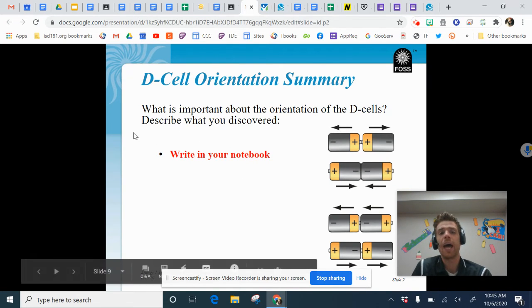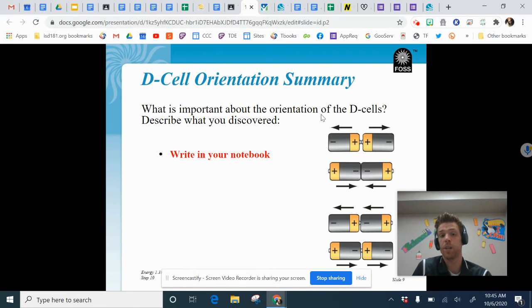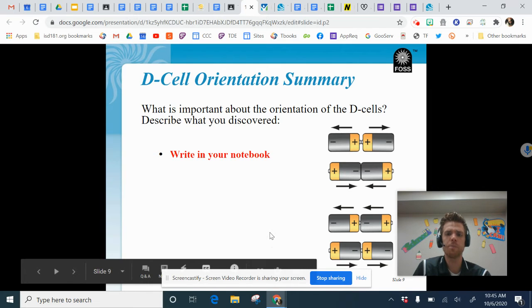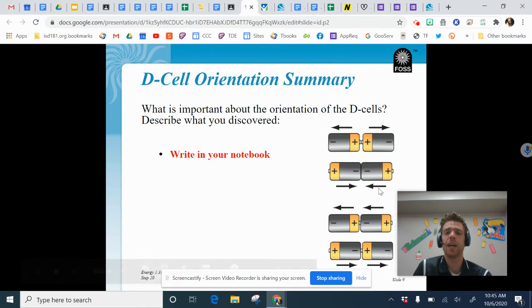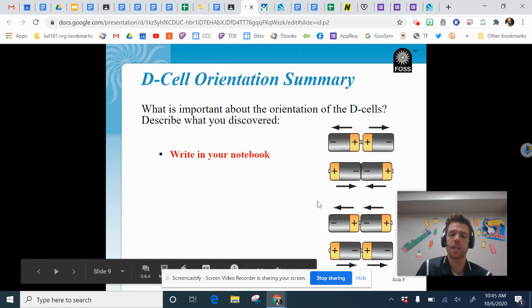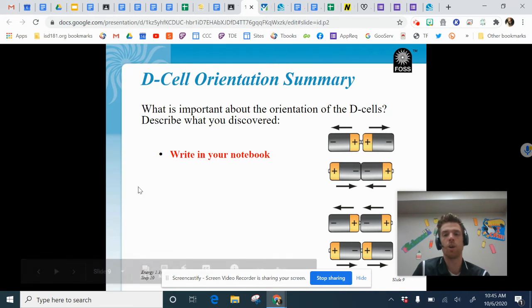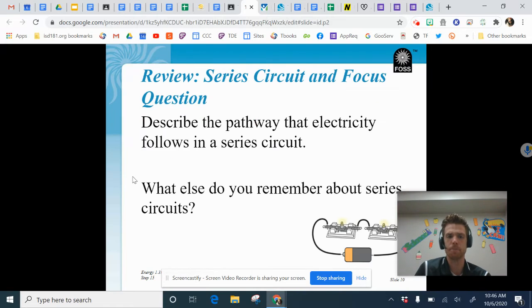Next, in your notebook, after you did that activity, why is it important, or what is important about orientation of the D cells? Describe what you discovered. Really what's important is that our electricity is flowing. Notice when you go negative to negative, the currents would crash into each other and they will not work. Here they're flowing apart from each other. They will not work. We want them to go together. It's teamwork. We need to get these batteries working as a team. Please write something similar to that in your notebook. Think about what you discovered.